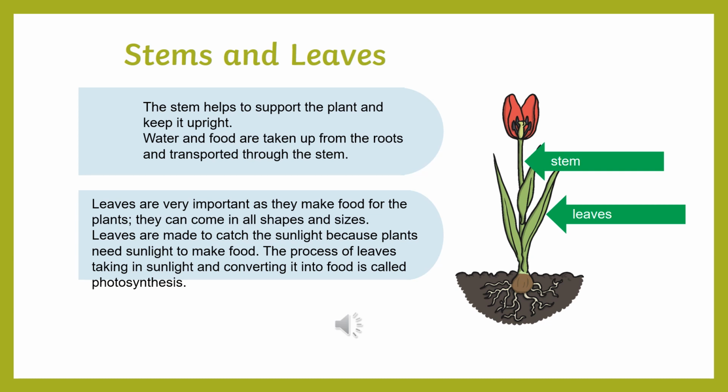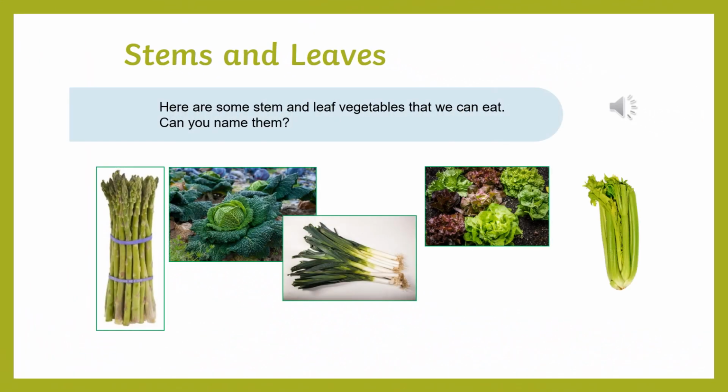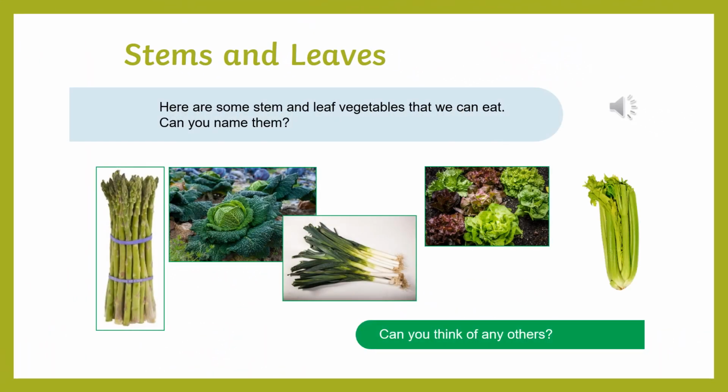You may notice that when plants grow, they grow towards the sun. This is because they need the sun to make food. Here are some stem and leaf vegetables that we can eat. Can you name any of them? And can you think of any others? Think about the vegetables that you might see around the supermarket or at home.